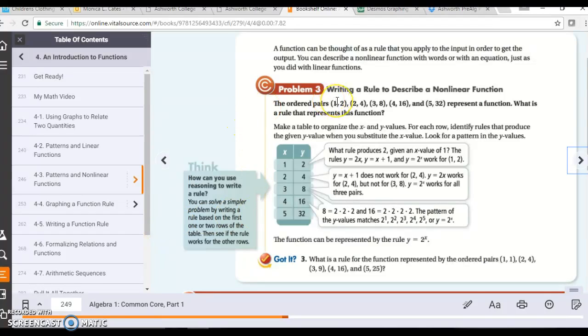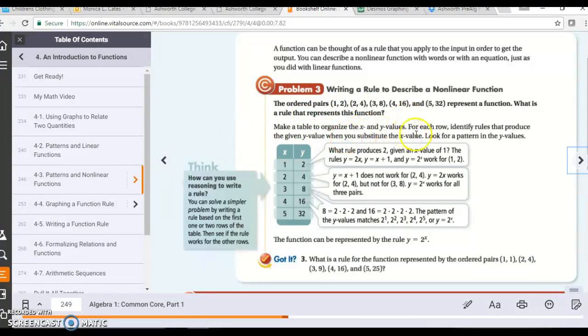Okay, let's take a look at problem 3 from lesson 4-3. It says writing a rule to describe a nonlinear function. So we have the ordered pairs (1, 2), (2, 4), (3, 8), (4, 16), and (5, 32) represent a function. What is a rule that represents this function?